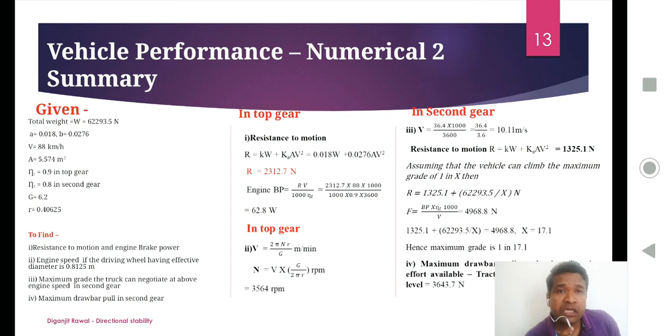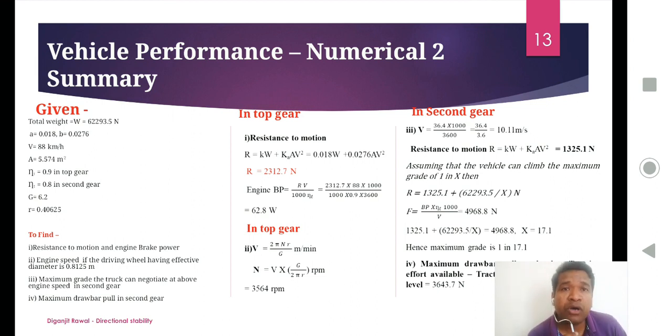So this is all about the parameters considered in the vehicle performance. Mostly in vehicle performance we have to calculate resistance to motion, engine brake power, vehicle speed, engine speed, the maximum grade, and the maximum draw bar pull. For resistance to motion we have to put V in kilometer per hour. In the engine brake power, V must be in meter per second. These two are the main important points we must remember while solving problems on vehicle performance.